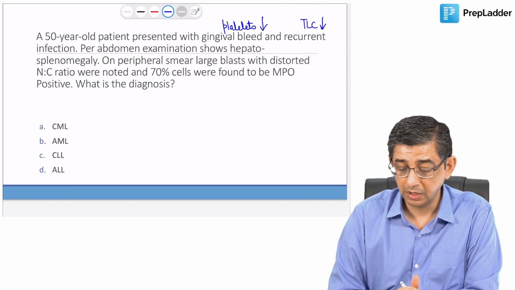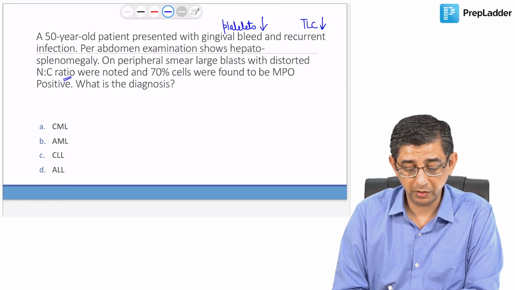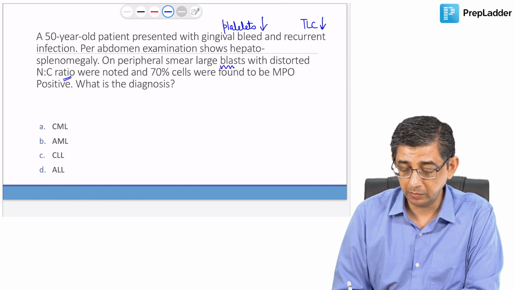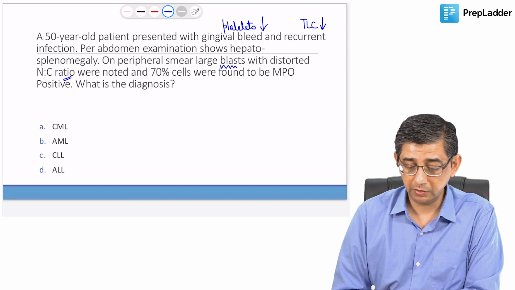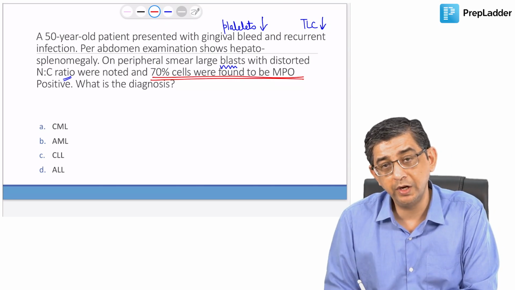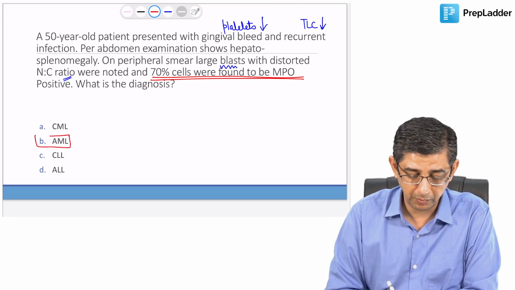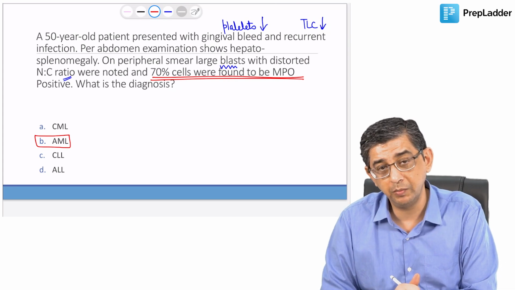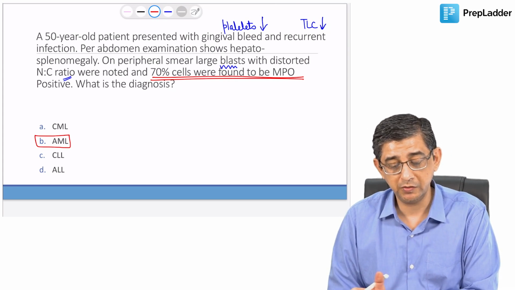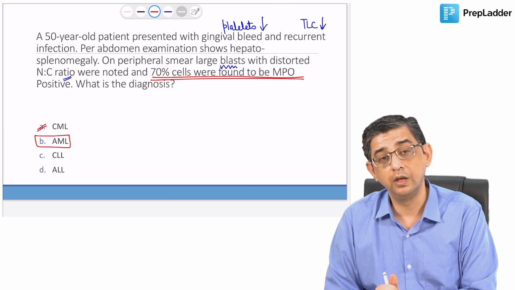The highlight was that on a peripheral smear, blasts are present with distorted nuclear cytoplasmic ratio. He is himself saying blast, that means it is a blood cancer. And 70% of the cells were myeloperoxidase positive. You know, MPO positivity is for myeloid leukemia. Because this is an acute presentation, the correct answer to this question will be acute myeloid leukemia. Chronic myeloid leukemia presents with splenomegaly. Here it is given hepatosplenomegaly, so I'm ruling out option number A.